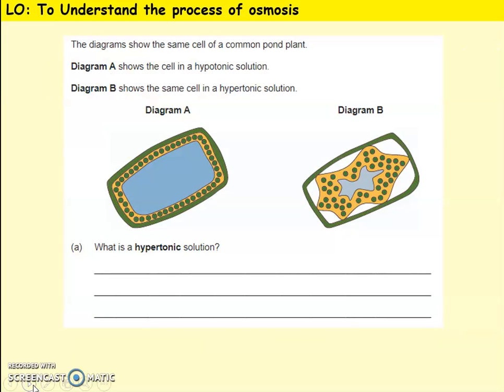So this is how it might appear in an exam. The diagrams show plant cells. Plant cell A is in a hypotonic solution, and diagram B is in a hypertonic solution. Now the wording is very, very similar, hyper and hypo. Remember, hypo means low, hyper means high. So what's your definition of a hypertonic solution then? Pause the video now and have a go.